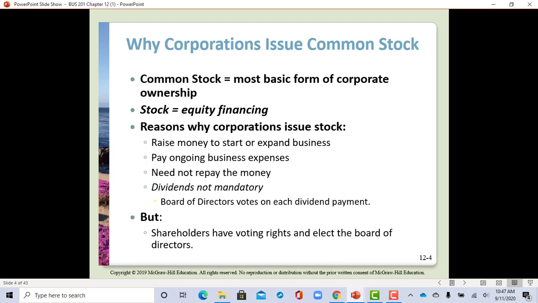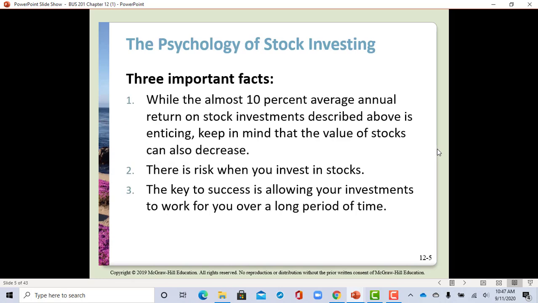Corporations issue common stock to finance their business startup costs and help pay for expansion and their ongoing business activities. We want you to learn how to evaluate stock and to make money from your investment decisions. So here's three important facts.